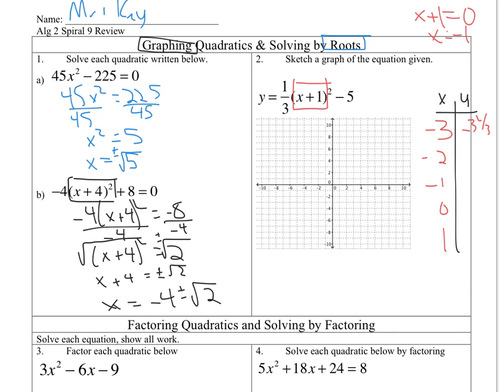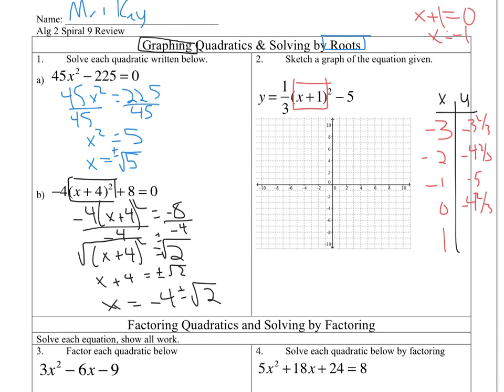Same thing for the next one. Negative 2 plus 1 is negative 1. Squared is 1. Times a third is a third. Minus 5 is negative 4 2/3. Next one. Negative 1 plus 1 is 0. Squared is 0. Times a third is 0. Minus 5 is negative 5. 0 plus 1 is 1, squared is 1, times a third is a third, minus 5 is negative 4 2/3.